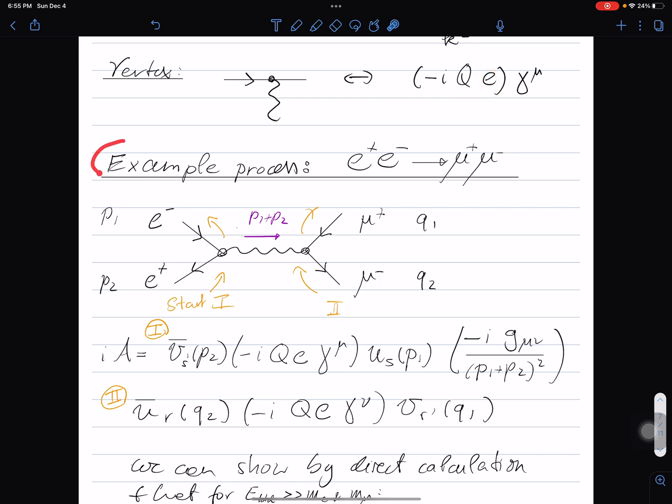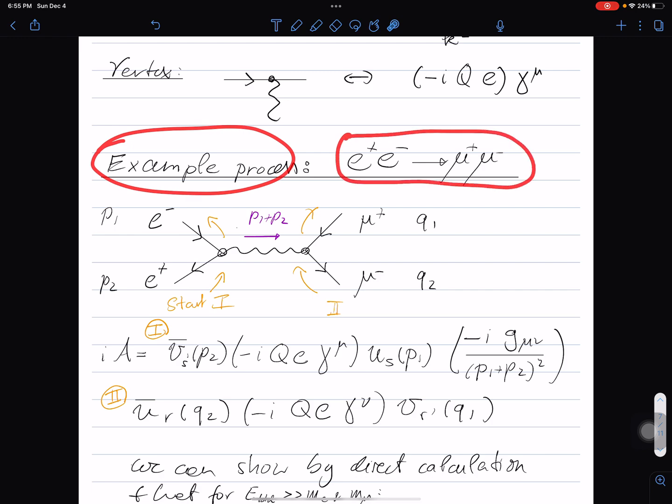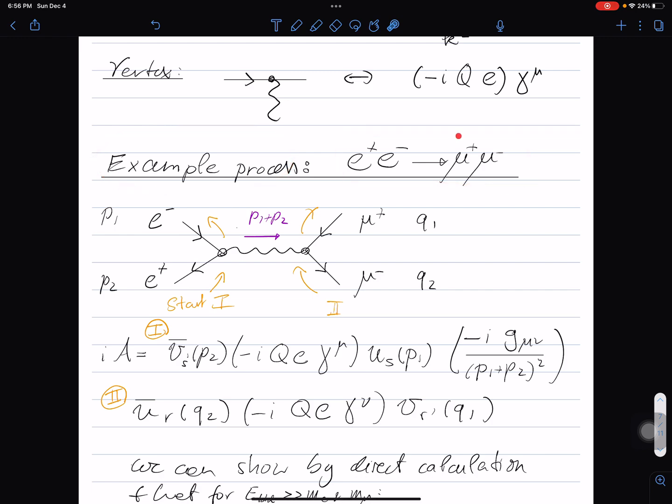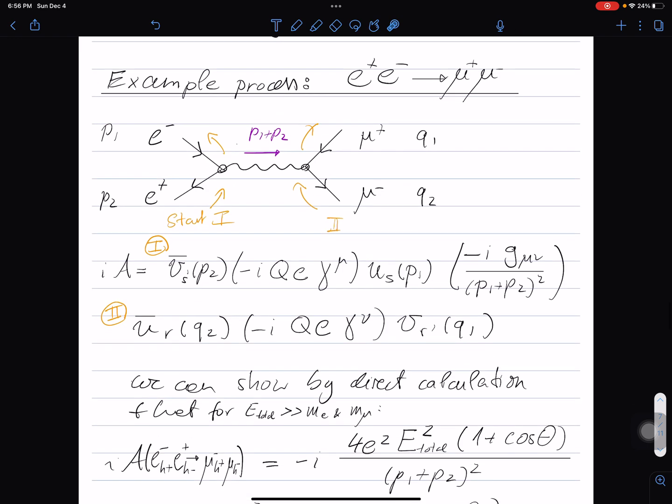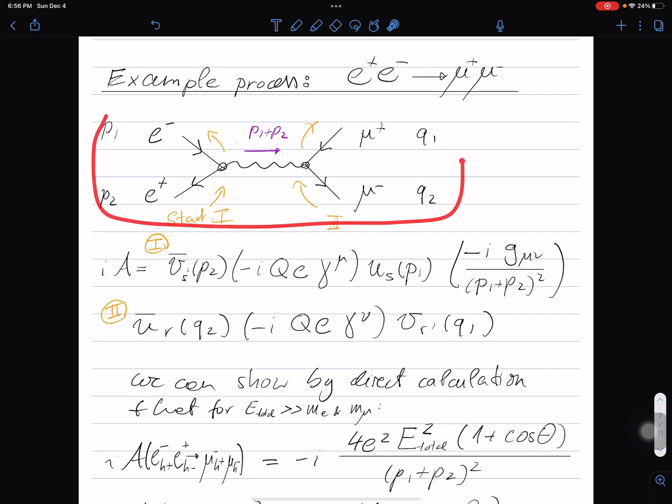Now let us look at an example process, which is e plus e minus, positron-electron annihilation, that produces heavier versions of them, muons or anti-muons. So this is the diagram. It's a pure s-channel diagram where we have exchange of a photon that carries the momentum p1 plus p2 of the incoming two particles. As I said, we read out the diagram going against the arrow flow.